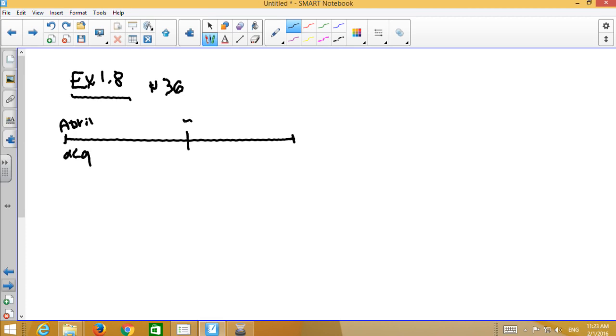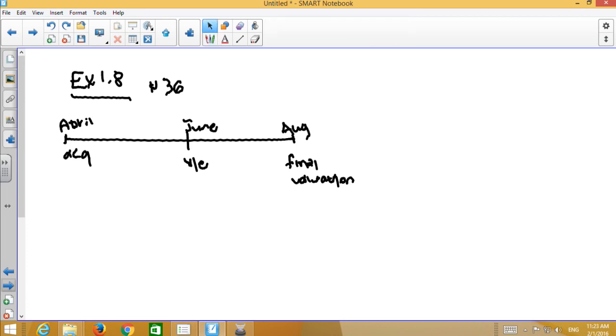Our year end is June, and in August we get a final valuation. So you can see the conundrum that we have a year end. The fact that we have a year end means we have to produce financials and means that we have to work with interim numbers.